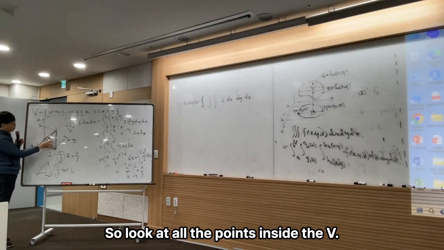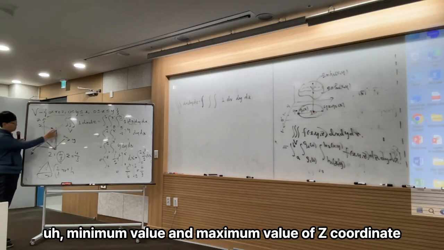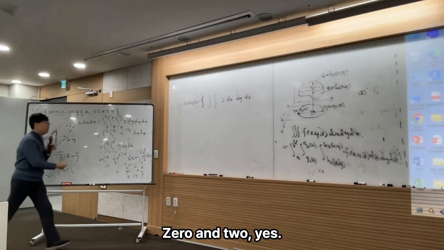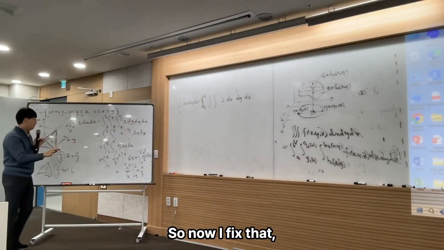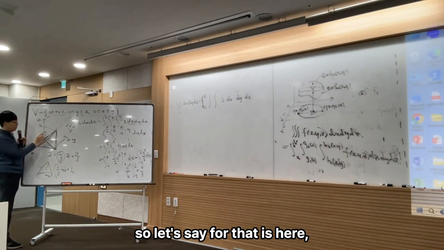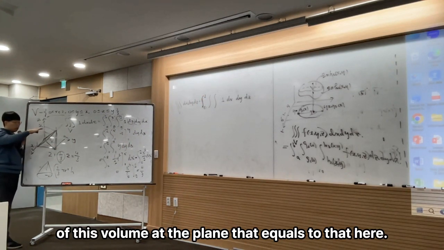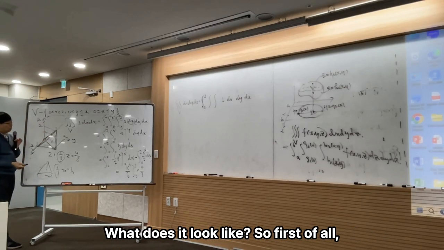So look at all the points inside of V. Where is the minimum value and maximum value of the z coordinate among all the points in V? 0 and 2. Yes, it's moving from 0 to 2. So now I fix z. Let's say z is here. Fixing z means that I'm looking at the section of this volume at the plane z equals to z here. So we have some section here. What does it look like?